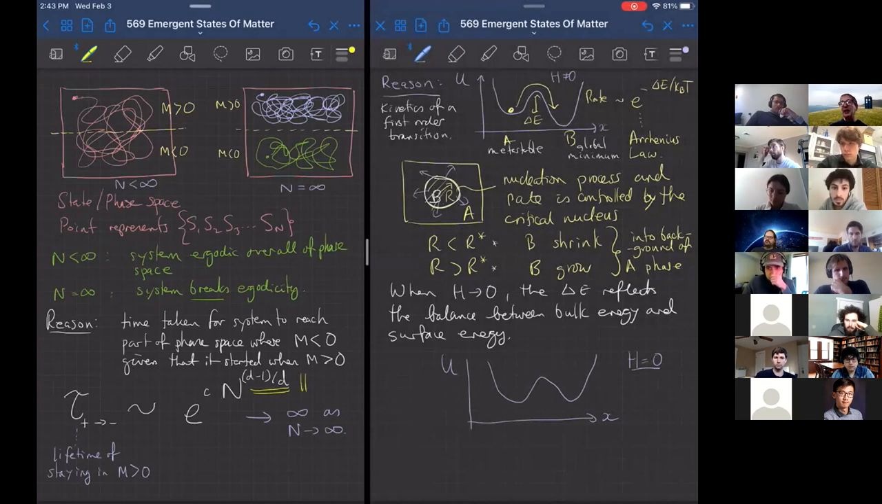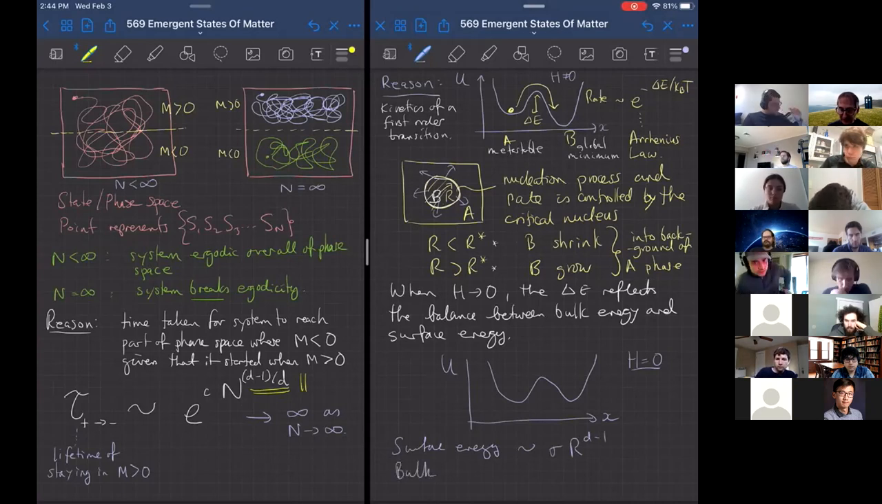So the reason you get the n to the (d minus 1) over d power is that the surface energy scales as the radius to the power d minus one. If d is 3, that would be 4 pi r squared times some surface tension. The bulk energy scales like some energy density times r to the d. And so it's the competition between these things that gives rise to the factor n to the (d minus 1) over d.